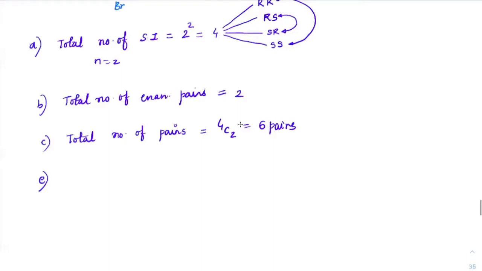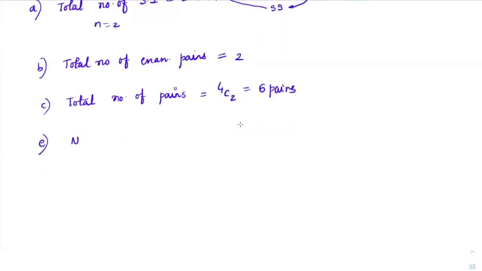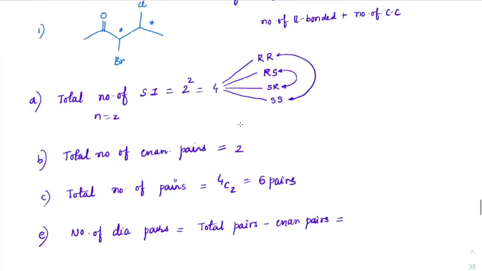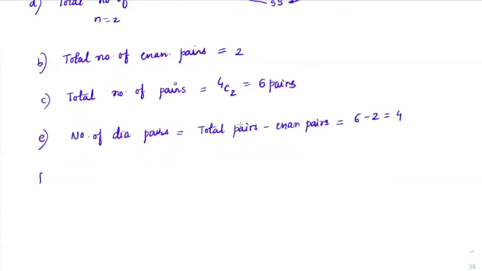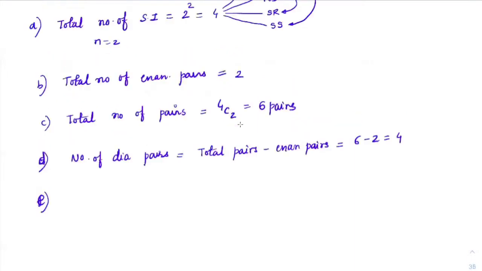Next one, E. Check out the number of diastereomeric pairs. Diastereomeric pairs you can always write as total pairs minus enantiomeric pairs. That's why I'm following this algorithm, so that on this algorithm we can get all the things we need. So total pairs are 6, enantiomeric pairs are 2. So how many pairs of diastereomers can I get? 4 pairs. Next, F. Keep writing with me, everyone. Sorry, this is D, E.